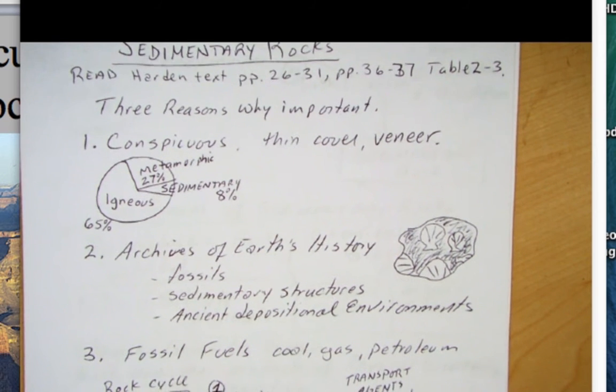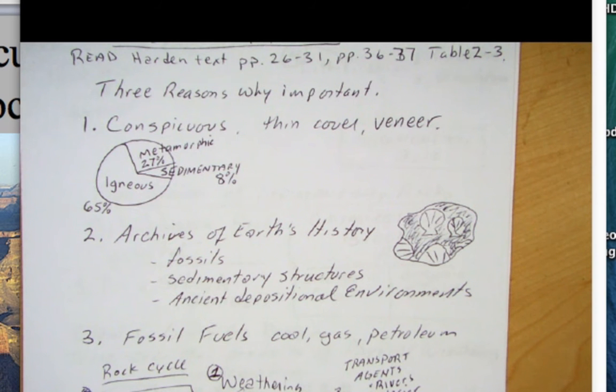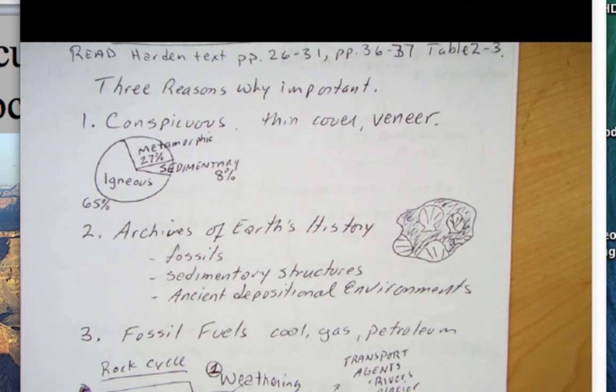The second reason they're important is that sedimentary rocks have fossils. Here I call them the archives of Earth history. These fossils record Earth's change through time: oceans change through time, atmospheres change through time, and life changes through time. The other thing that sedimentary rocks record, in structures, is clues to past environments of deposition. Was it a landslide? Was it a stream flowing? Was it a gentle lake? Was it a deep ocean environment? So the type of sedimentary rock we see is indicative of an environment of deposition.